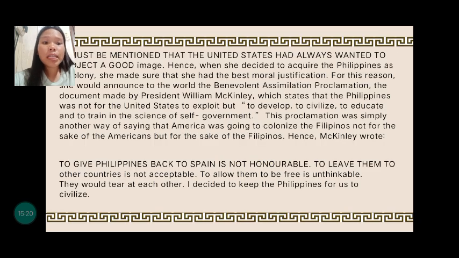But before that, the Benevolent Assimilation Proclamation would reveal that the Americans were supposedly looking forward to the date in the future where Filipinos would exercise self-government and eventually become independent.